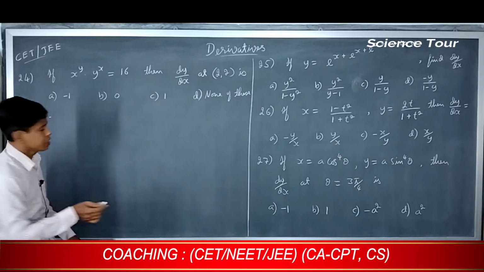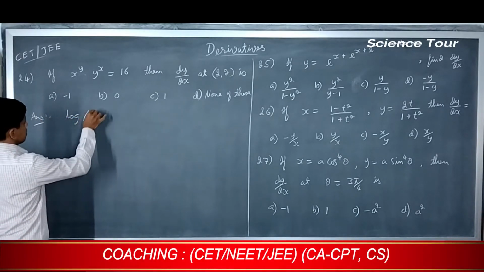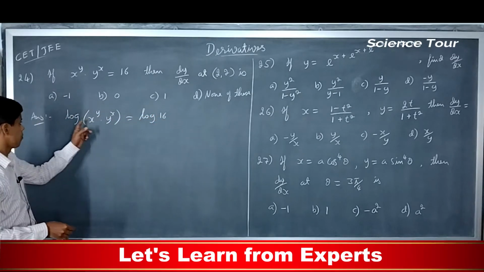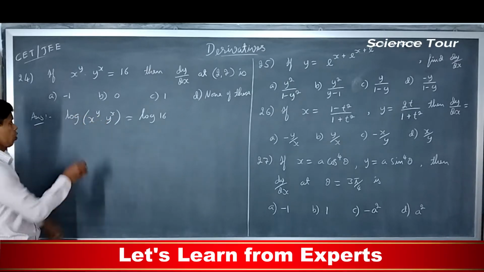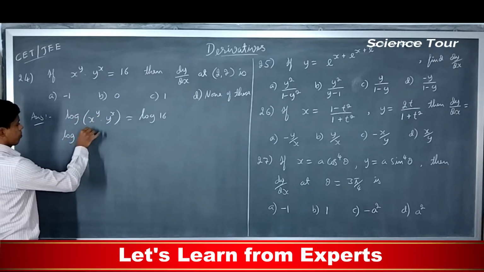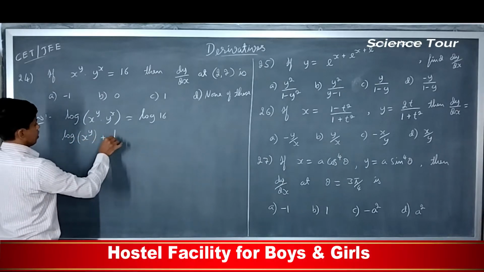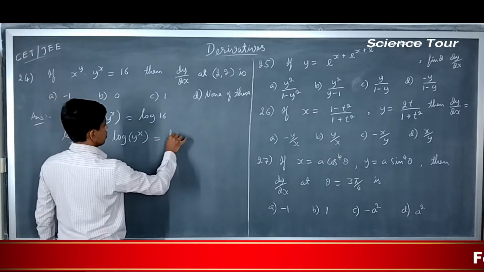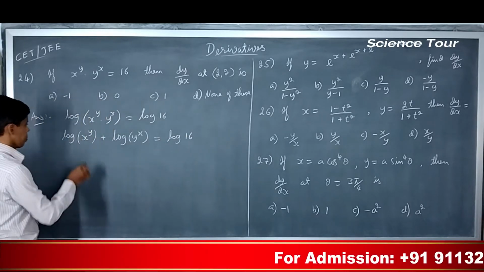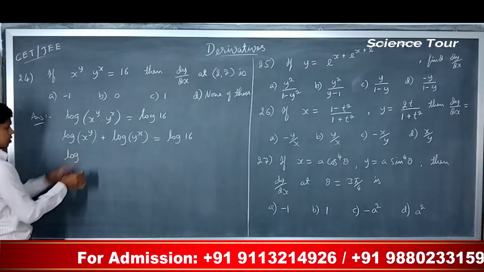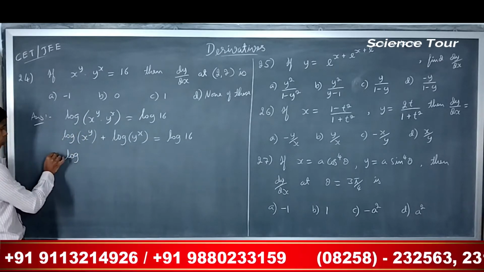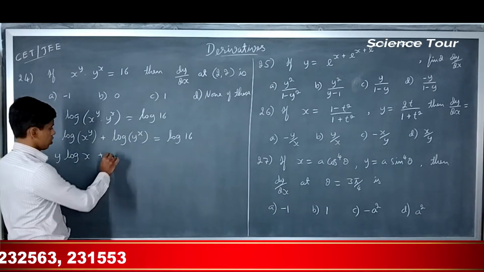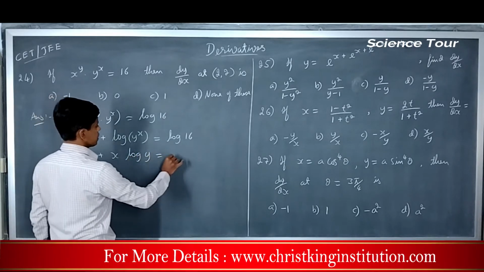So take log both sides. This is what you will get. Okay, now log of xy is log x plus log y. So this is log x to the power y plus log y to the power x, which is equal to log 16. Correct. Now anything as a power comes before log. So y into log x, and what about this? x comes before log and becomes x log y, and that is equal to log 16.